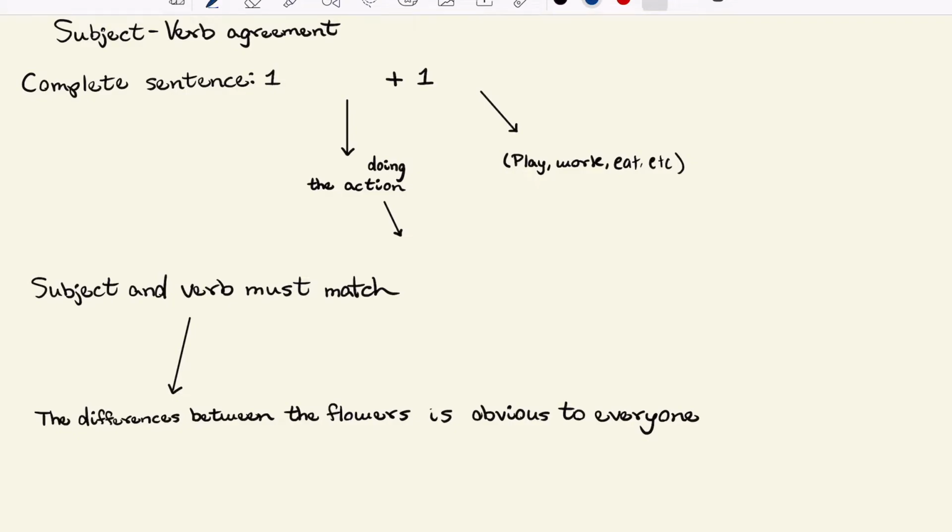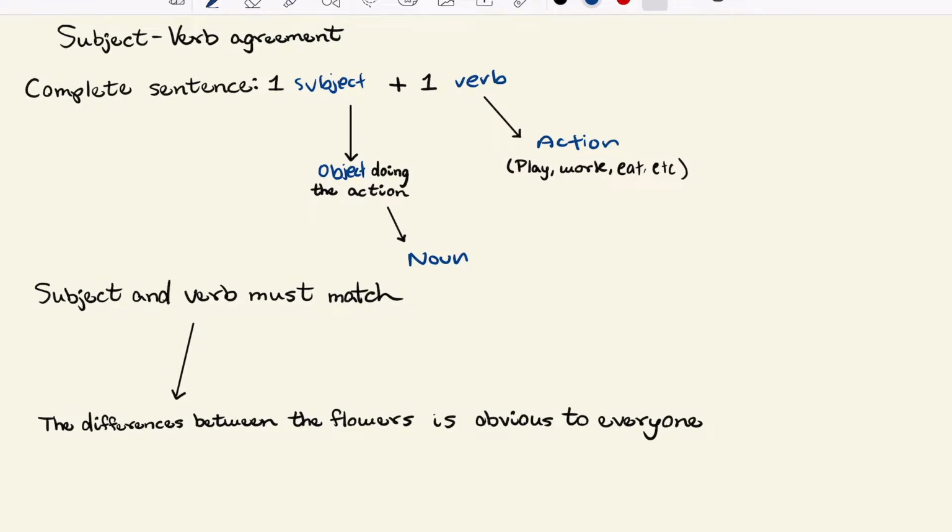The first thing we'll be discussing is subject-verb agreement. A complete sentence contains one subject plus one verb. A verb is an action, for example, play, work, eat, etc. And a subject is the object doing the action, and that will always be a noun. In a sentence, the subject and the verb must always match.